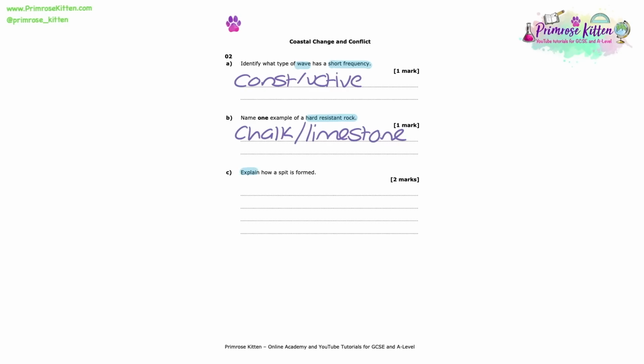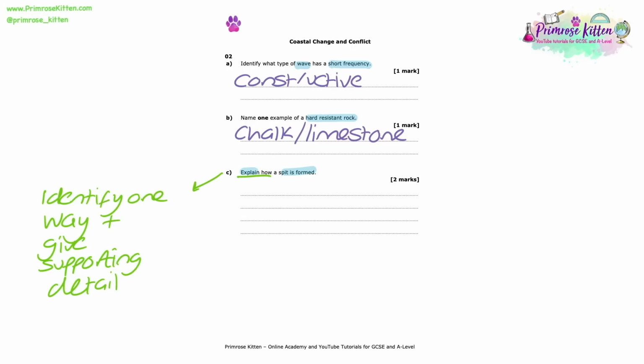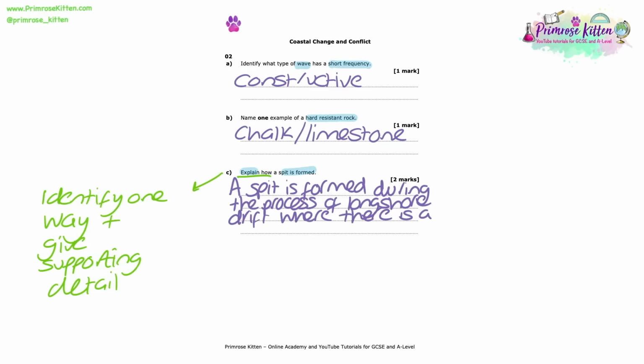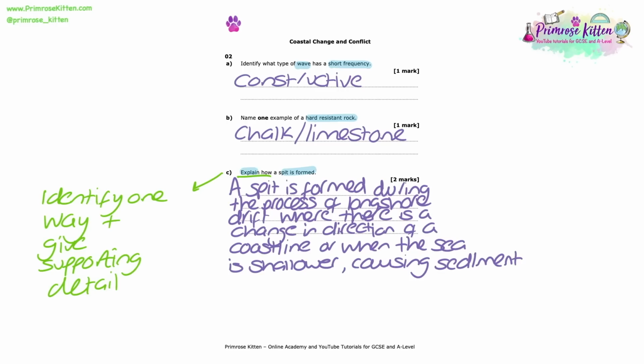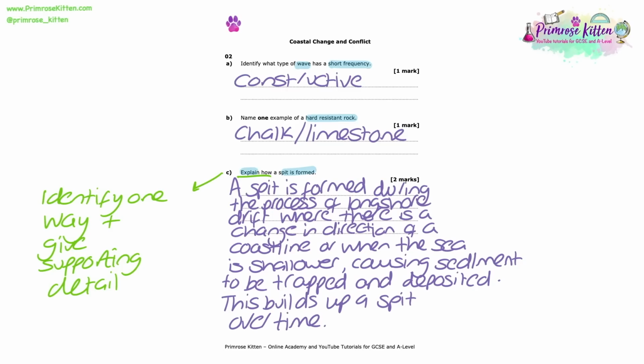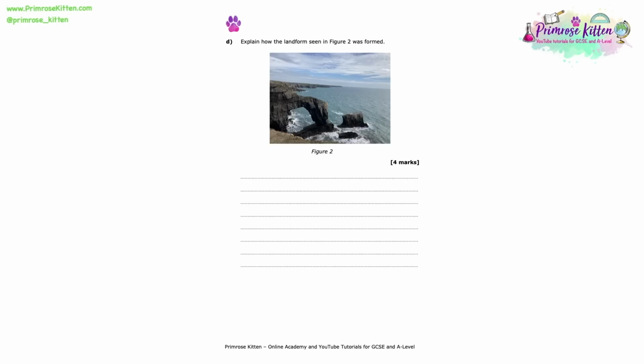Part C. Explain how a spit is formed for 2 marks. This question requires you to identify a valid way in which a spit is formed and then provide supporting detail. A possible response might read that a spit is formed during the process of longshore drift, where there is a change in direction of a coastline or when the sea is shallower, causing sediment to be trapped and deposited. This builds up a spit over time. This answer would be awarded 2 marks, as it identifies a cause and then provides supporting detail.